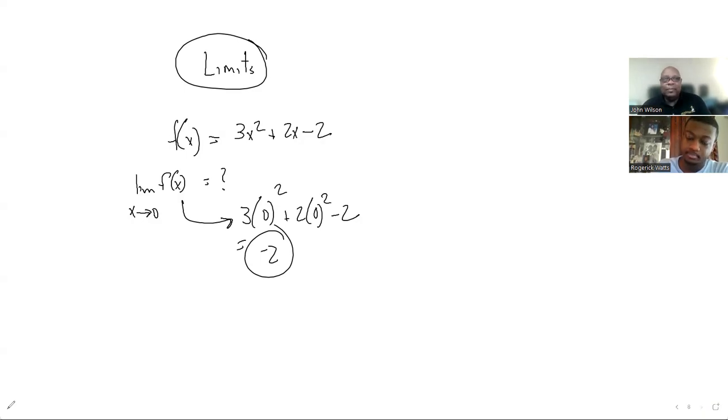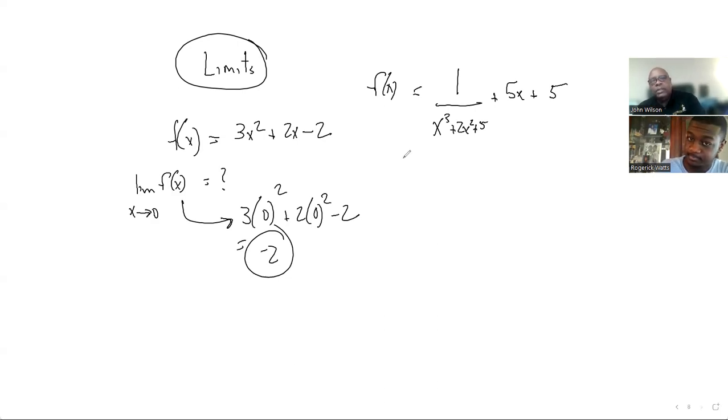Let's do another one. Let's say we have f of x equals 1 over x cubed plus 2x squared plus 5x plus 5. What is the limit of f of x as x goes to 0?